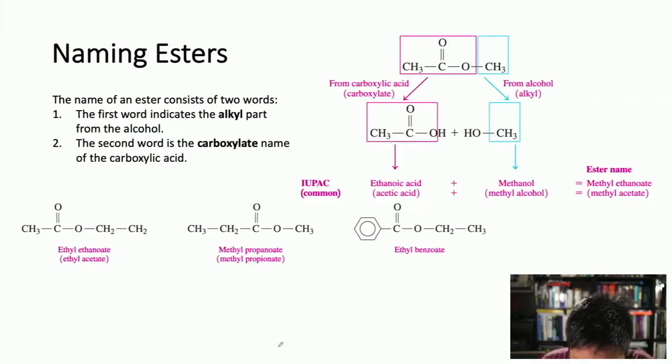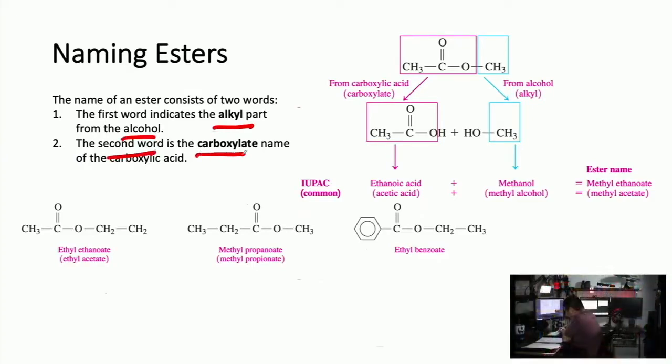So let's name some esters now. Pretty simple to name an ester. The first word of the ester's name is the alkyl part from the alcohol. And the second word in an ester's name is the carboxylate's name from the carboxylic acid, right? So let's take a look at this one. We have the carboxylate here, right? There's 2 carbons there, so that was ethanoic or acetic acid, right?